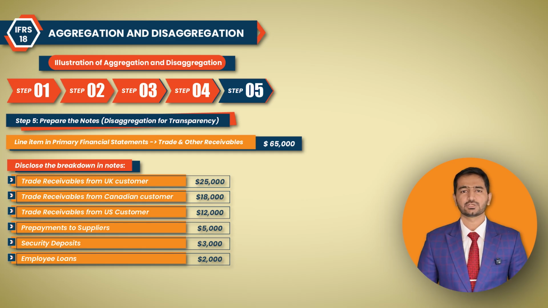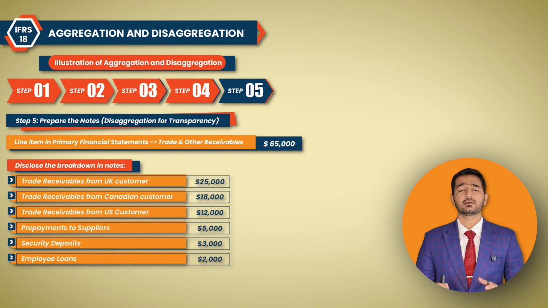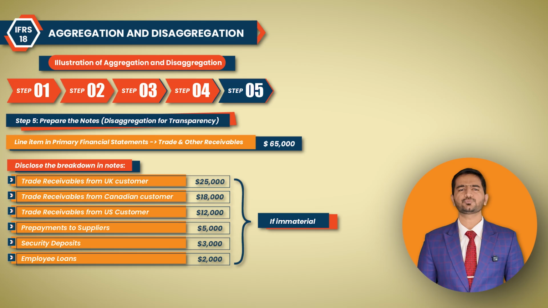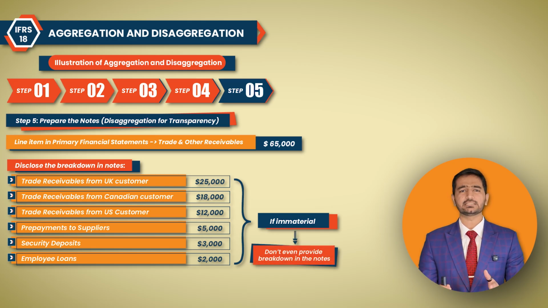Remember my friends, users need to understand what's inside these totals. But again, if items are truly immaterial or not useful to disclose in detail, don't provide even a breakdown in the notes, because that would be an overload of small details. So again, you need to apply your judgment.